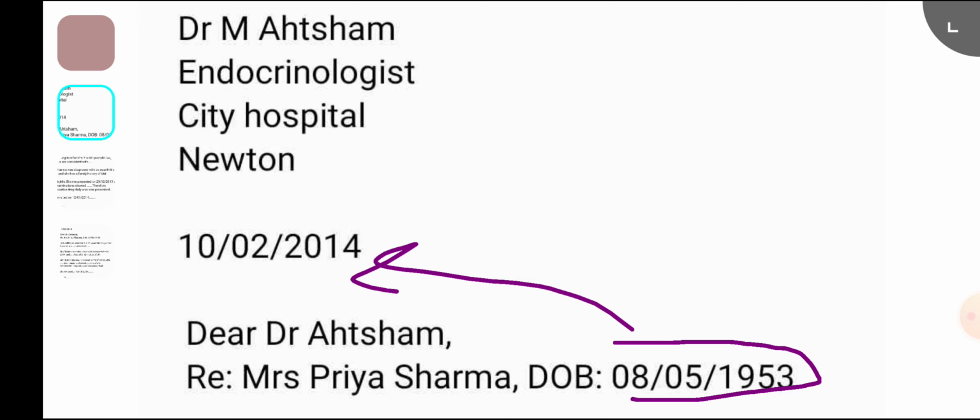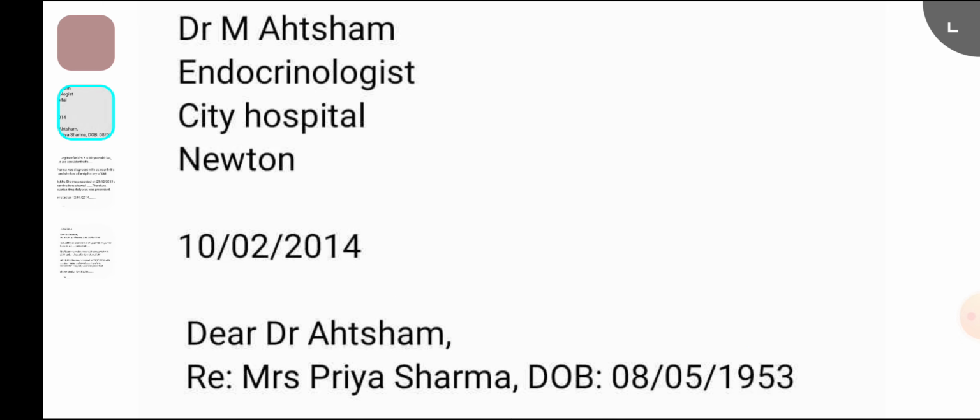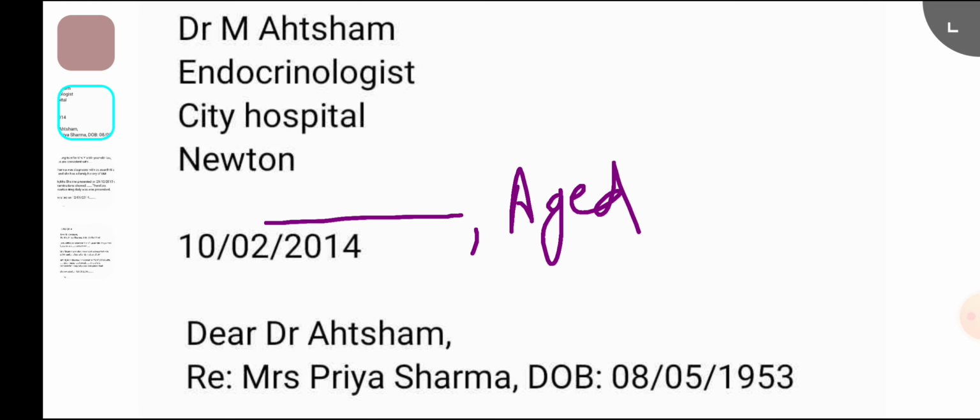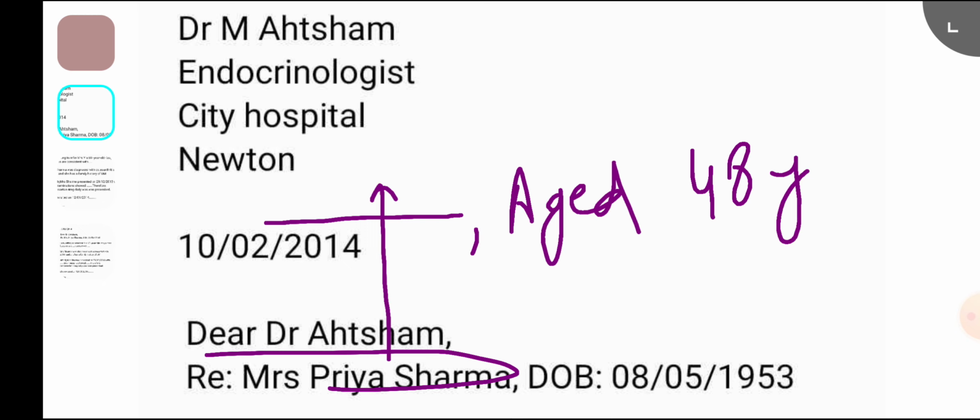Very simple, straightforward. Now, the next thing is that sometimes you are given the age and no date of birth. So how are you going to write that? You're going to write it as aged, similar to what you have written over here. Say for example, then you can write aged 48 years. Enough. 48 years, that's how you're going to write.